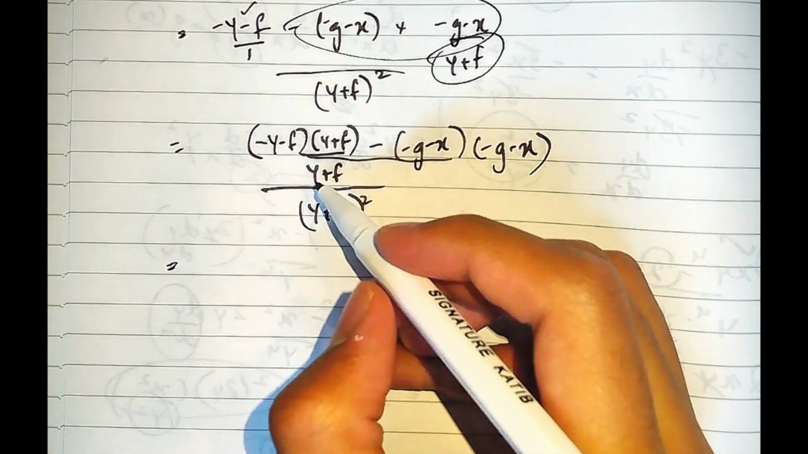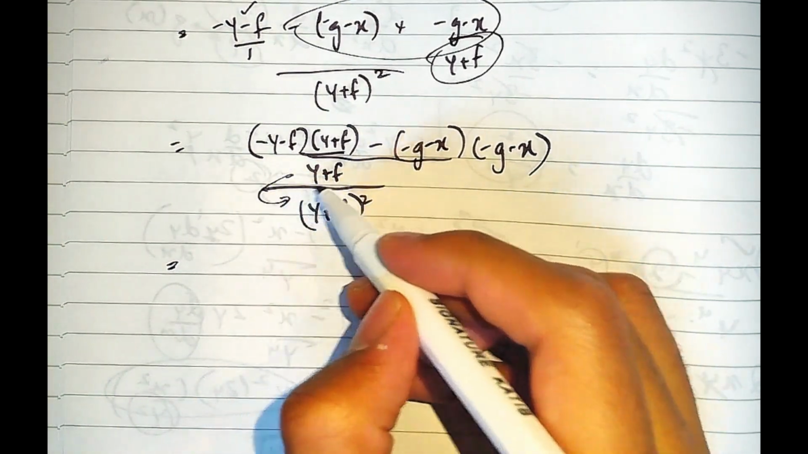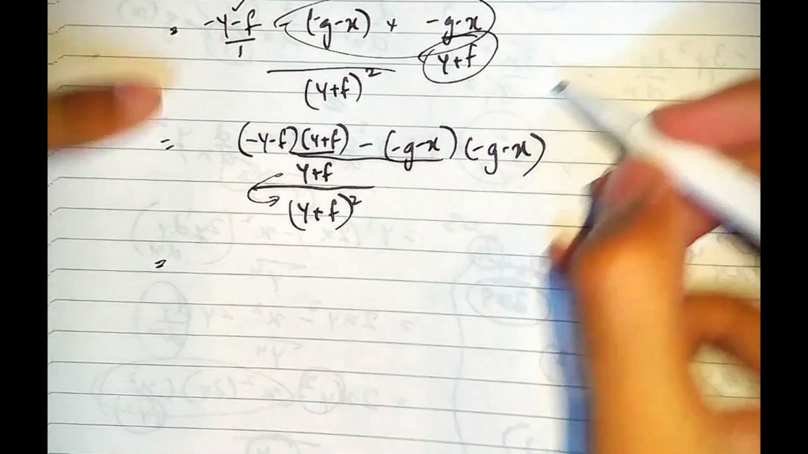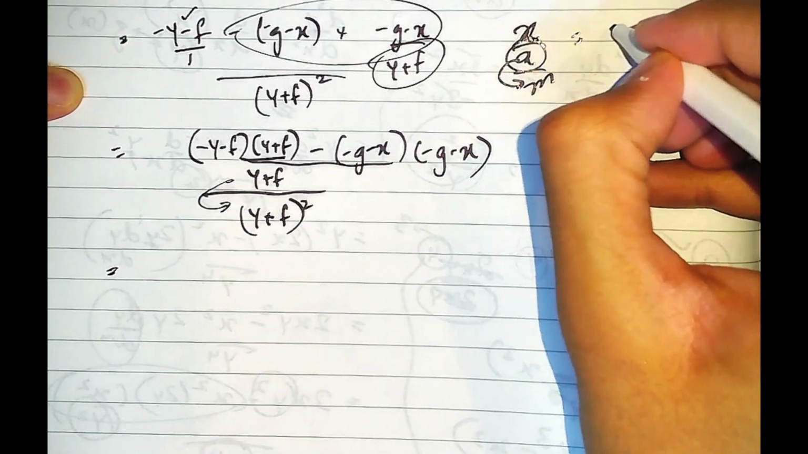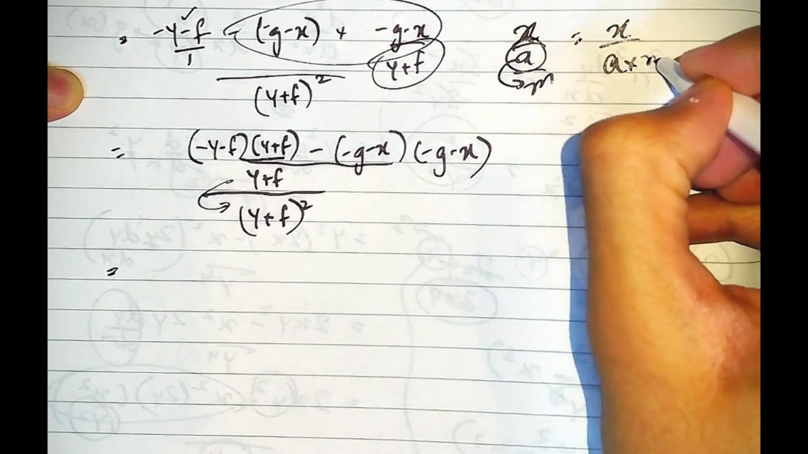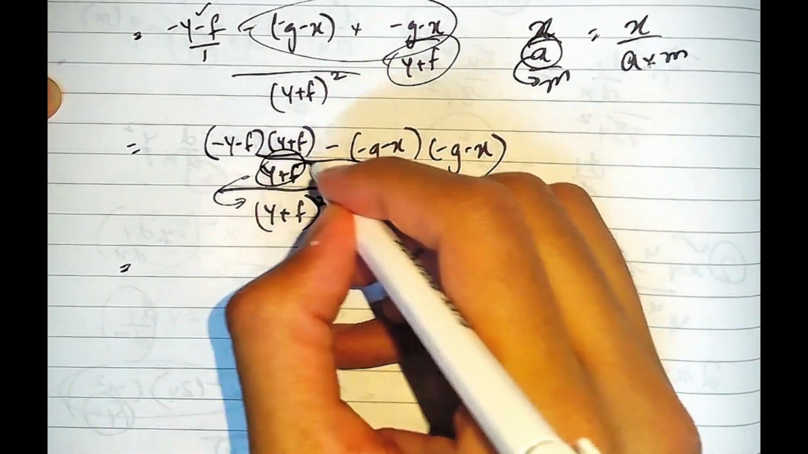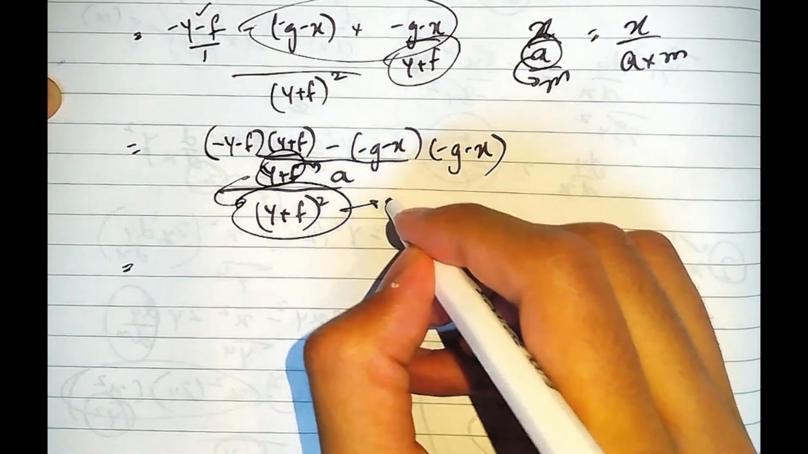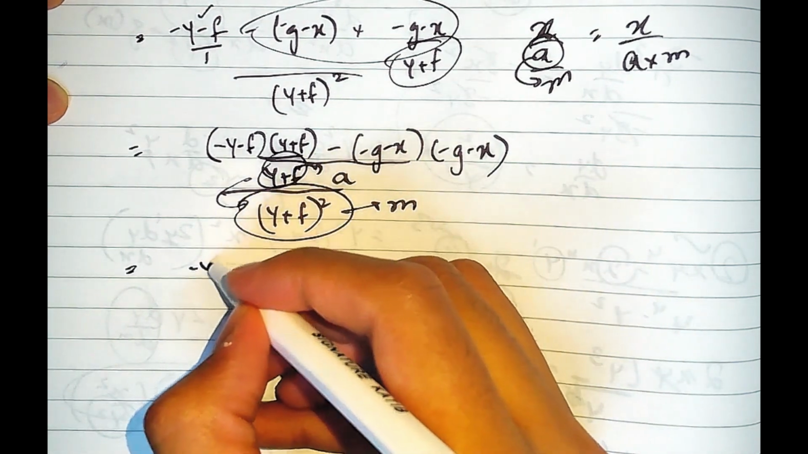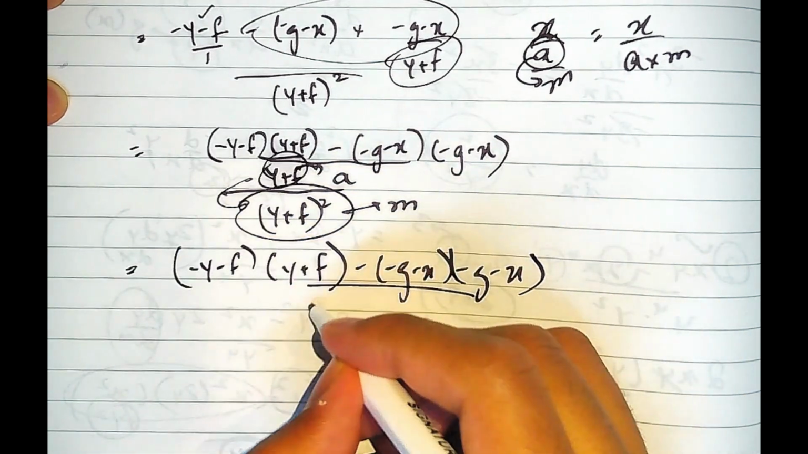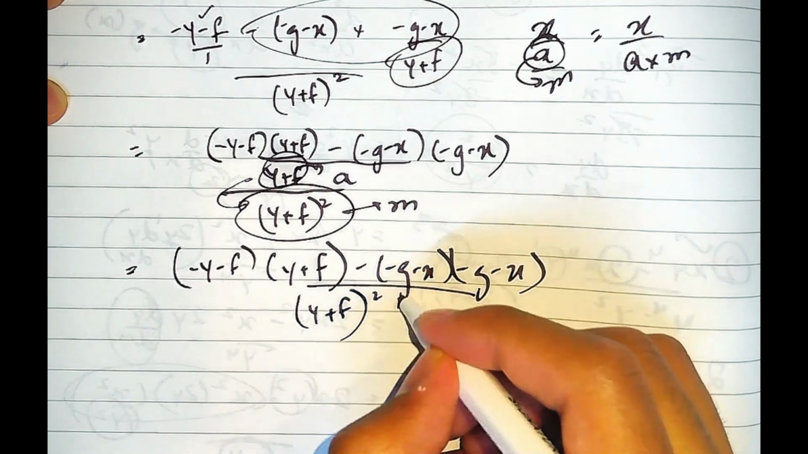First of all, let's just move this y plus f, the LCM, to the denominator because we know x divided by a divided by m, and this is my a, so we can just move it towards the denominator. So we will have x divided by a multiplied by m. So this is my a right over here and this is my m, so we can write x divided by a multiply m. So we have negative y negative f divided by y plus f whole square and y plus f.